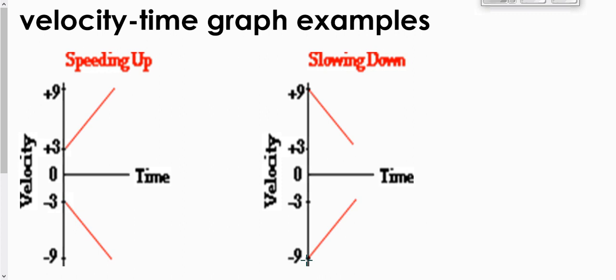In the bottom part of the graph, a different object starts at minus 9 meters per second. It's moving at 9 meters per second, but in the backwards direction. As time progresses, and we are later in the timeline, eventually it slows down to a speed of minus 3 meters per second. It's still moving in the backwards direction, but at a slower speed. Both of these lines show slowing down.